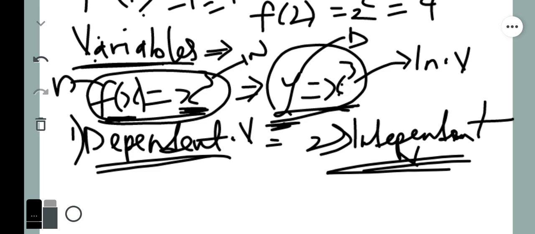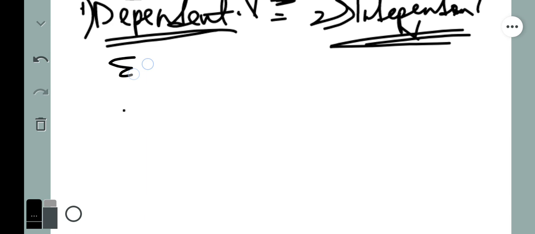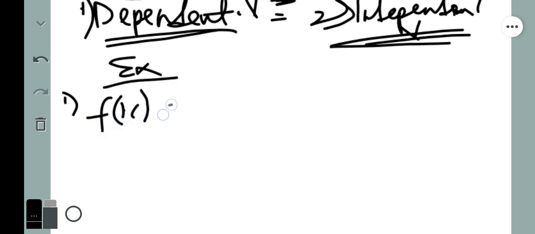So let's look at one or two examples on that function, and then from there we'll call it a day. All right, example now. Let's say we have a function f of x equals 2x squared plus 1, and then we want to solve this. How do we solve this?